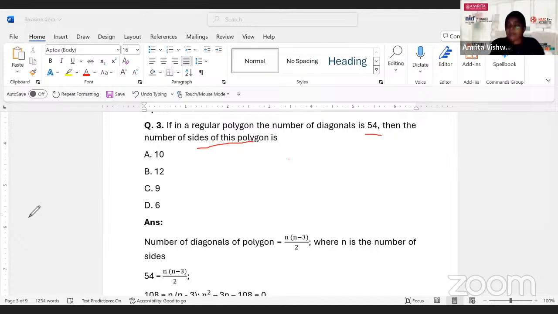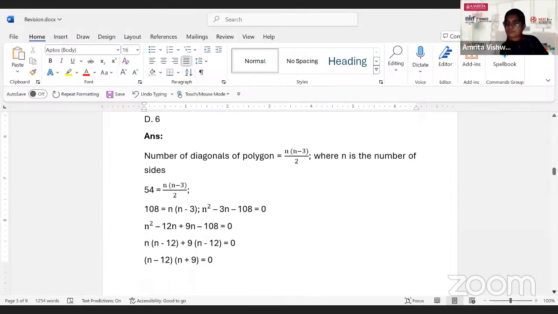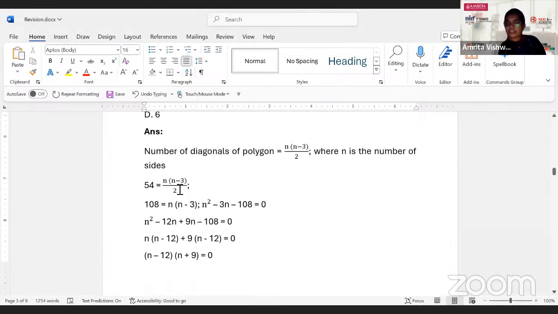The same type of question repeats with just a different value. So the question is, if in a regular polygon the number of diagonals is 54, then find the number of sides of the polygon. We have a formula for the number of diagonals: it is equal to n into n minus 3 by 2, and n is the number of sides. So 54 is equal to n into n minus 3 by 2, that's 2 into 54, that's 108 is equal to n into n minus 3.